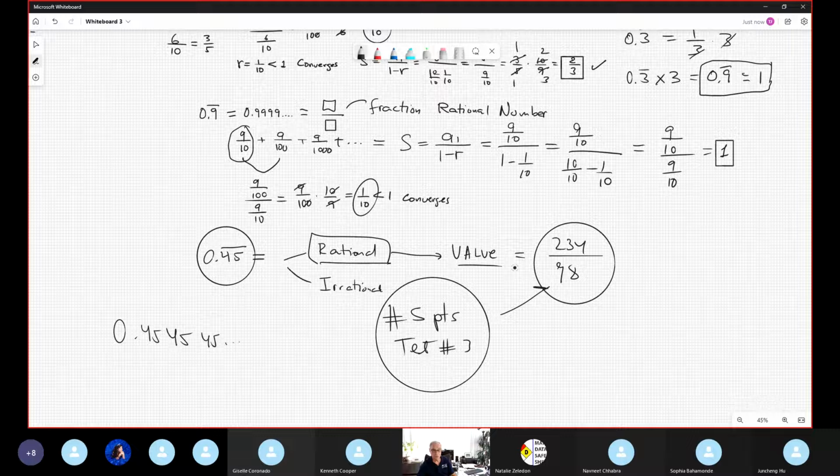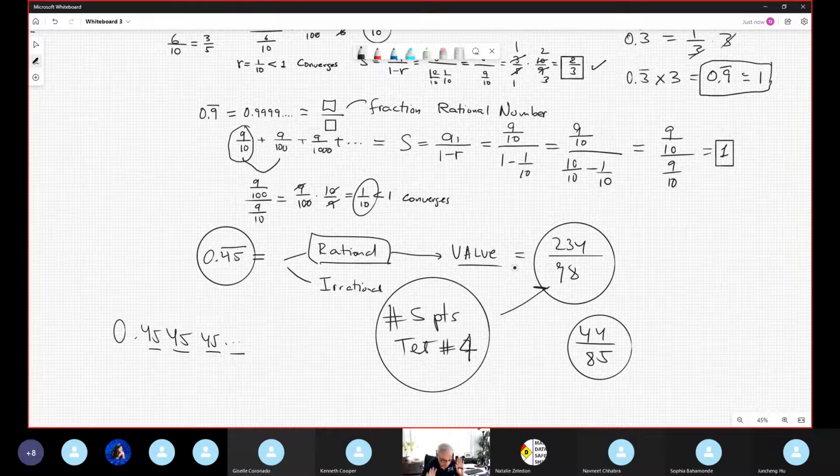When you finish your verification, you answer, and you put it in the calculator. Suppose that the answer is, I don't know, 44 divided by 85. Suppose that this is the answer. You put it in the calculator, press enter, and verify that we have infinity 45. Cool? 5 points extra for test number 4. Reading test. Okay?